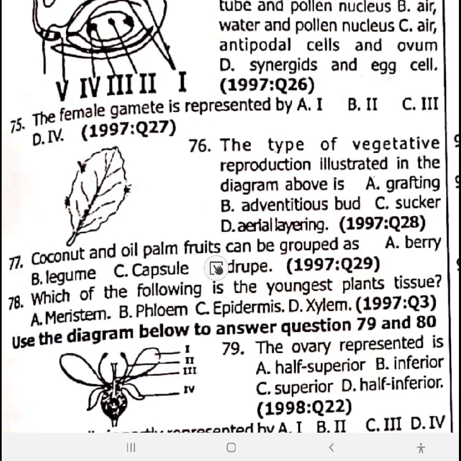I'd like you to write down these features of drupe, D-R-U-P-E. They have thin epicarp, they have fleshy or fibrous mesocarp, they have a strong endocarp. Examples of drupe: mangoes, oil palm fruit and coconut.